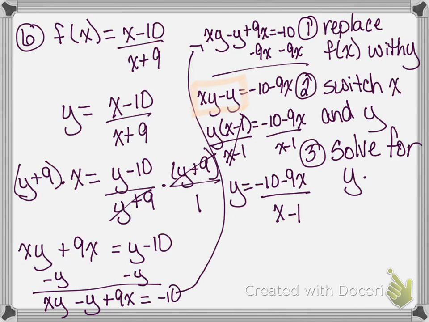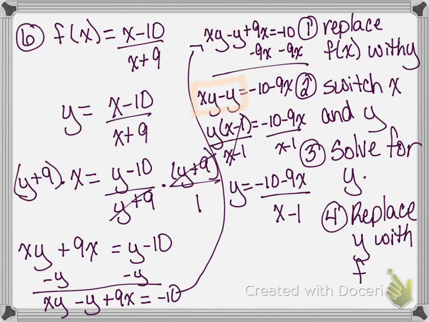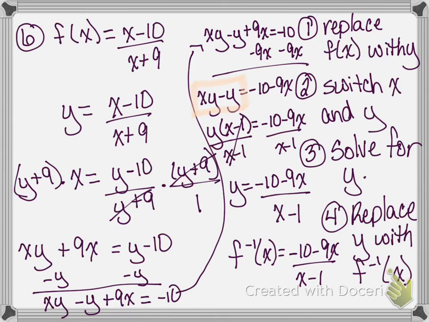Then my last step here is replace y with f inverse of x. And so my final answer is f inverse of x equals -10 minus 9x over x minus 1. Okay? Now, I'm going to rewrite this on the next screen so that we can talk about a couple more things.